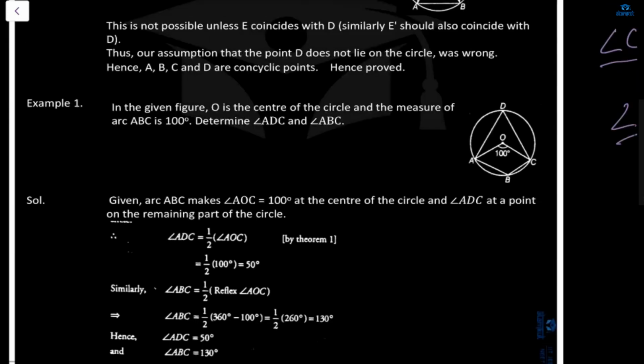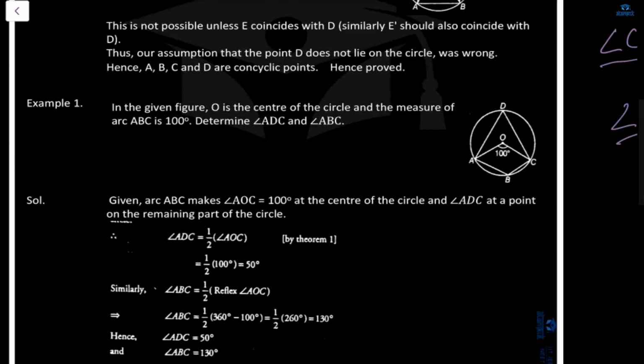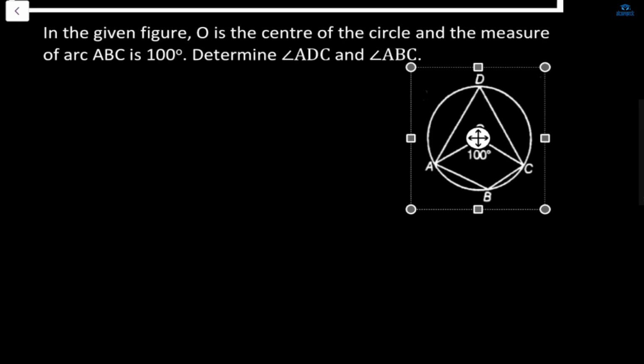Now if you have understood all the theorems I have explained, you can easily do this question. Try to do this question, do it fast and tell me the answer. Tell me the measurement of ADC and ABC. Which theorem are you going to apply to find the values? This is the same diagram.